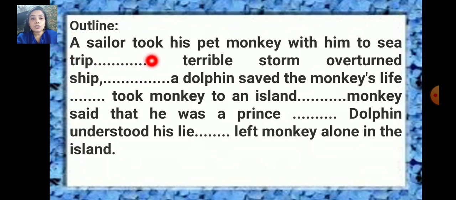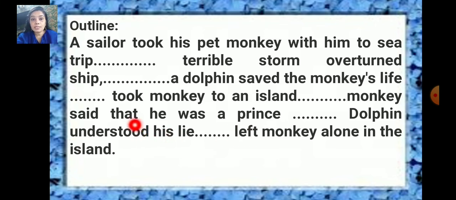A sailor took his pet monkey with him to sea trip, dash dash dash. So you are going to add your own imagination points here, sentences, and complete that. A sailor took his pet monkey with him to sea trip. Terrible storm overturned ship. Then again dash. A dolphin saved the monkey's life. And again dash. Took monkey to an island. Monkey said that he was a prince. Dolphin understood his lie. Left monkey alone in the island.